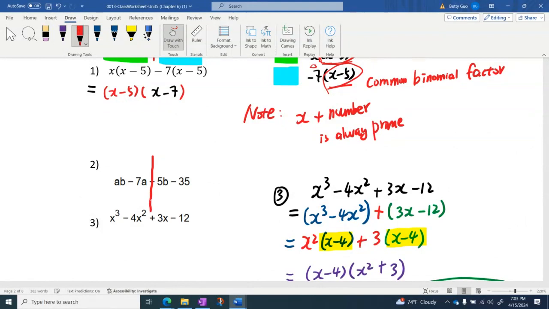Cut it in half, right? And you can use your colors. I would use, this is the blue group, this is the green group. I'll give you 2 or 3 minutes.